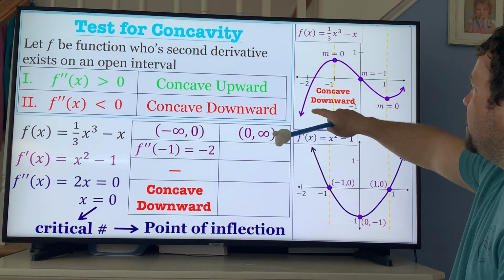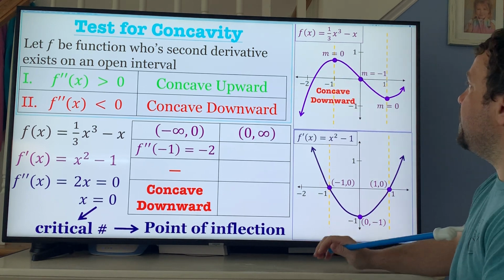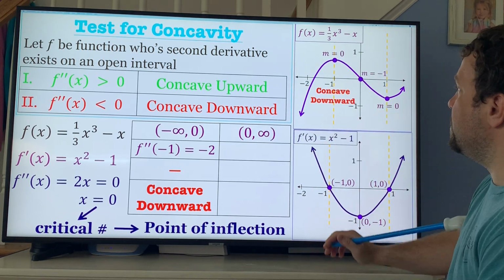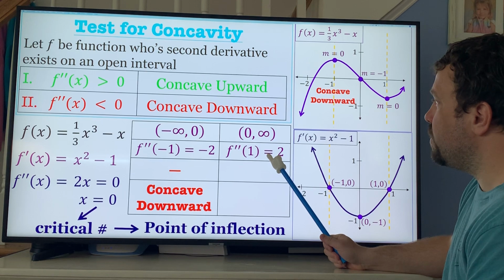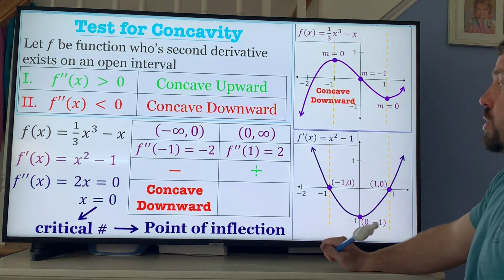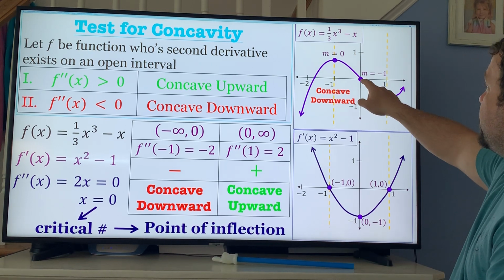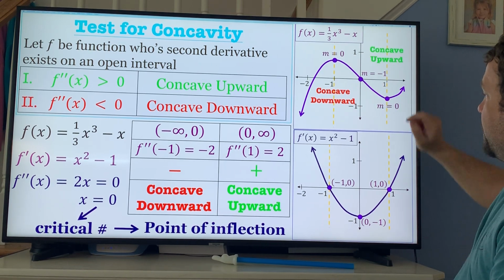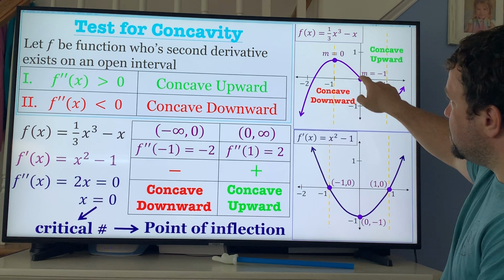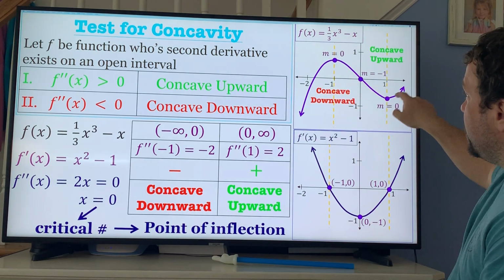Now, if you look right here, you can see this graph is concave down from negative infinity to 0. Now, plug in a number like 1, you get 2. 2 is a positive number. Positive numbers mean concave upwards. So from here to here, this graph is concave up. All right? So notice, going down, concave down, going up, flips over.